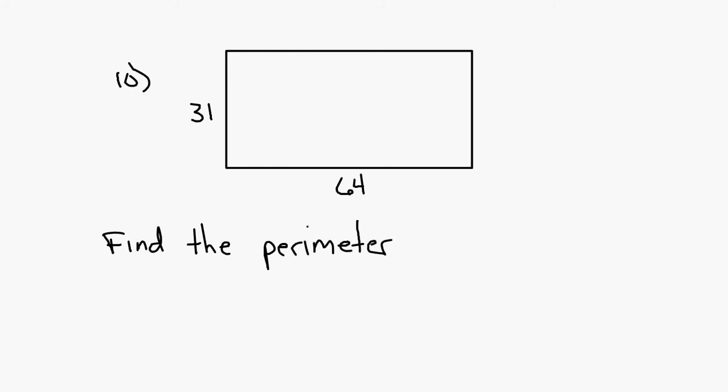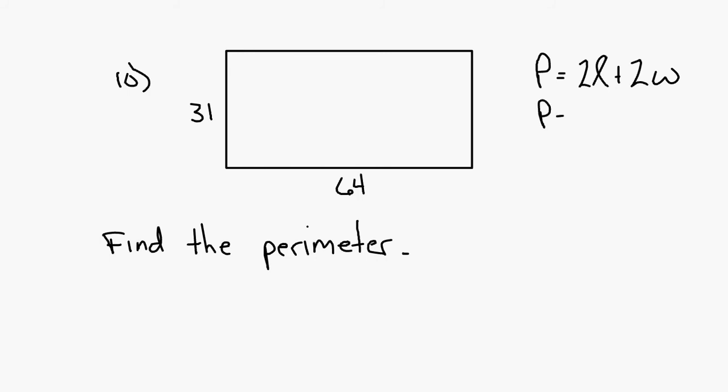Number 10. You're given a rectangle and you're asked to find the perimeter. This is a tough one. This is 31 and 64. Find the perimeter. Okay, so P, the perimeter of a rectangle, equals 2 times the length plus 2 times the width.